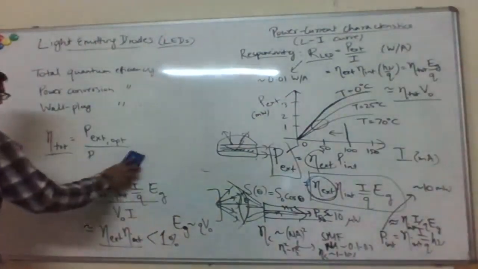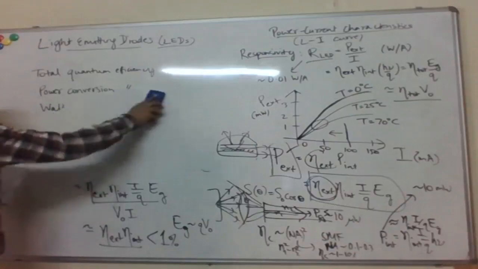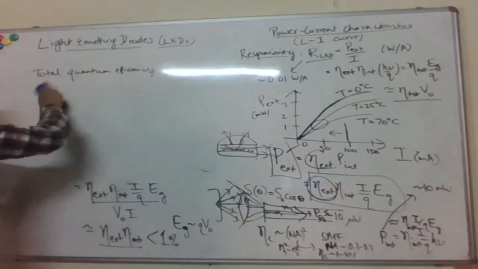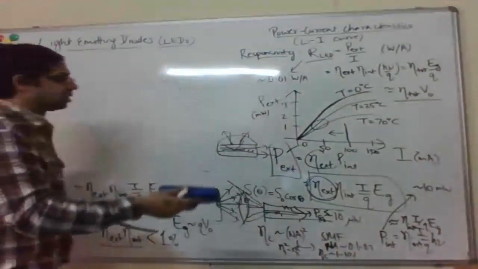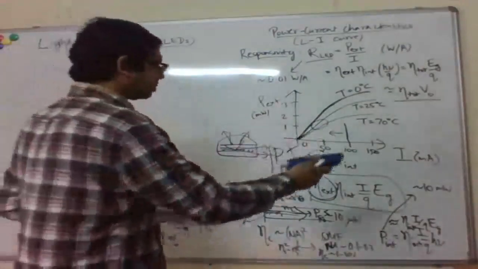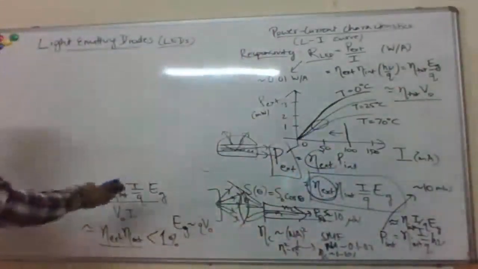Then the other property that we are interested in is the spectrum. So what wavelengths are coming out? The center wavelength that we design for is given by the band gap. That's the main wavelength coming out, but of course there's a spread.